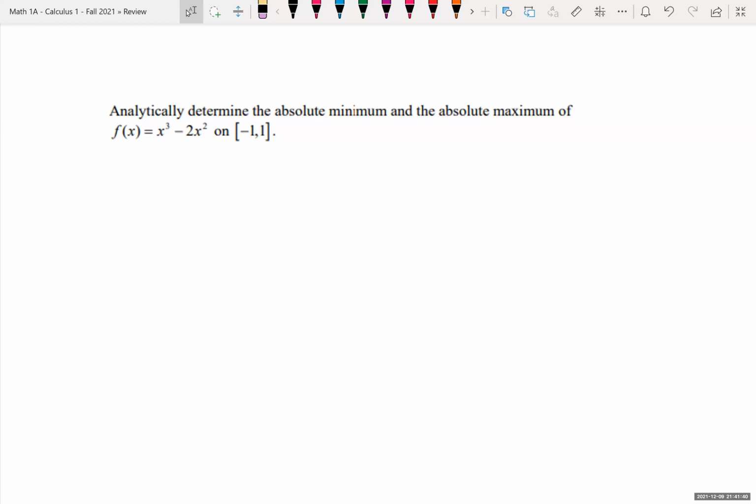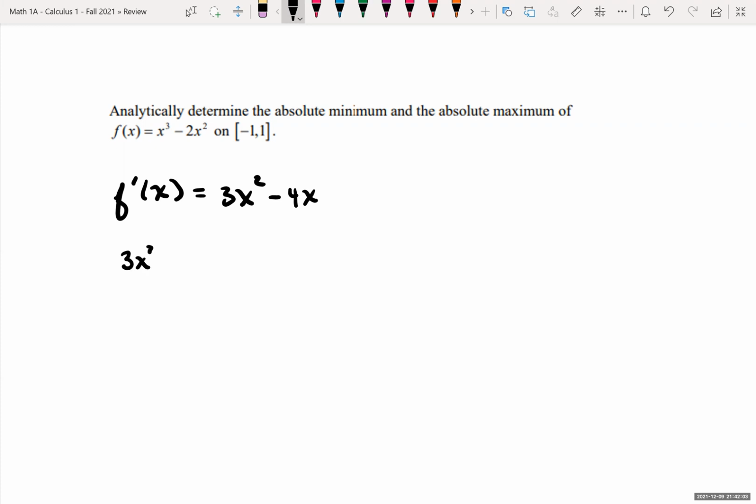So first thing that you want to do is find the derivative, and we want to find our critical points. And we're only looking at critical points that fall between -1 and 1. So let's take the derivative of f of x. So the derivative of x cubed is 3x squared, minus the derivative of 2x squared, which is 4x.